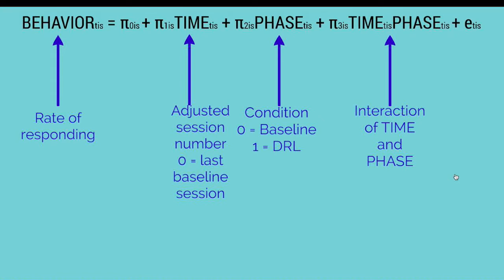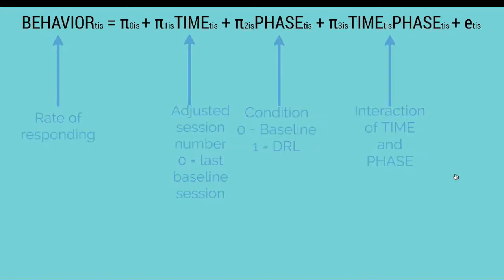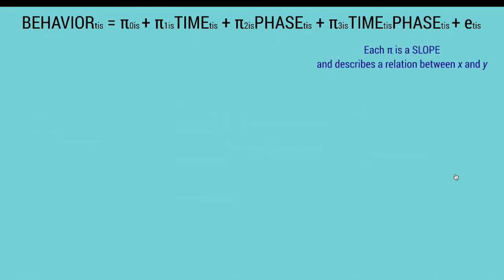So for each of those variables, we have data on them. And what the regression equation is trying to do is figure out what the slope or relation is for each of those predictor variables. So pi is the slope. Now in standard regression, we usually call the slope b or beta, but for the multi-level model approach, we use the notation of pi. So pi is the slope, and that describes a relation between that particular x, that predictor, and the ultimate outcome, or y.